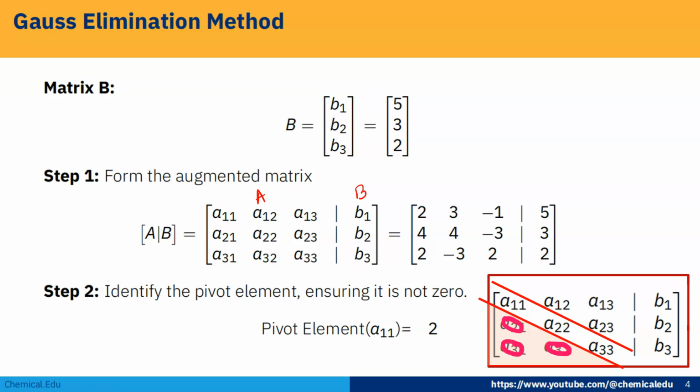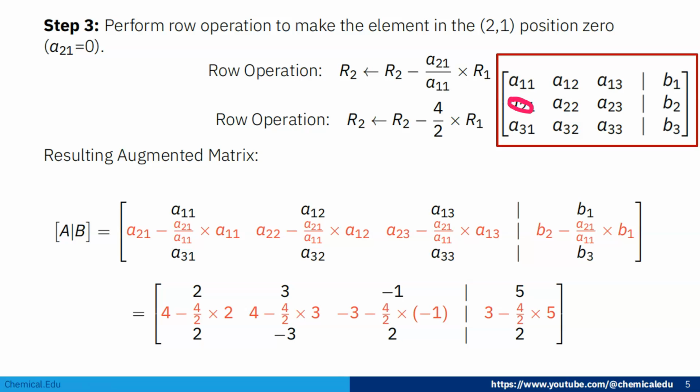Now first we have to identify the pivot element. Here a11, a22 and a33 are the diagonal elements. The first element we consider as the pivot element. So a11 must not be 0. If it is 0, then we have to change the row or column. Here the pivot element a11 is equal to 2. First we are going to make the element a21 equal to 0.